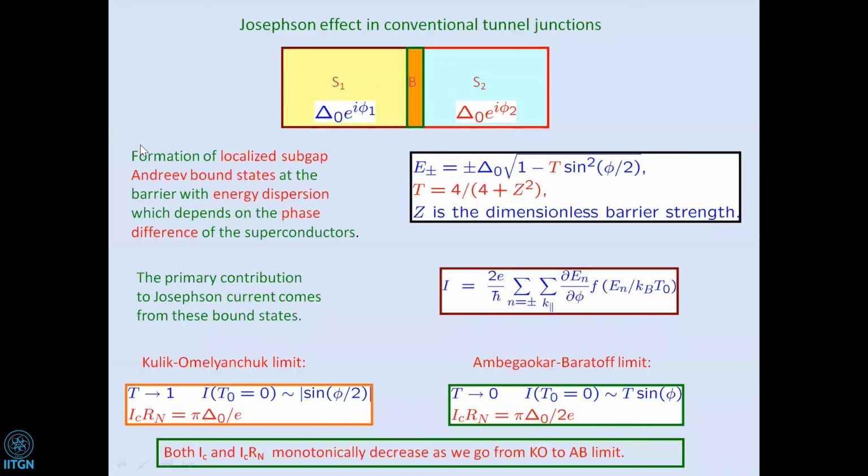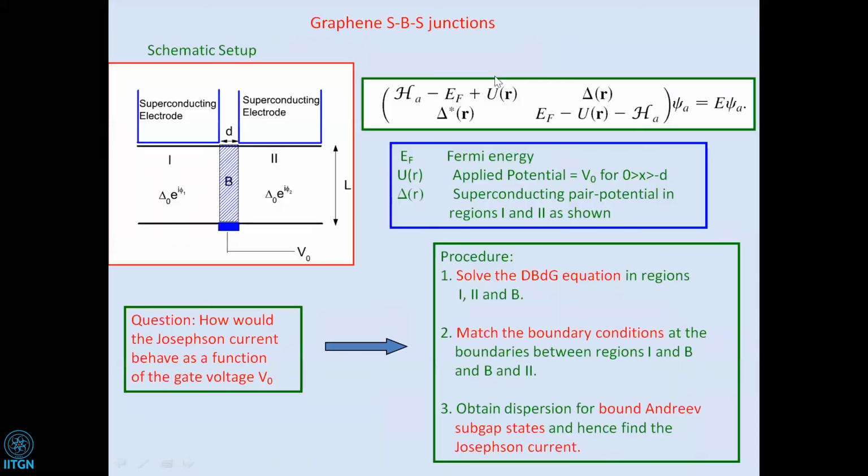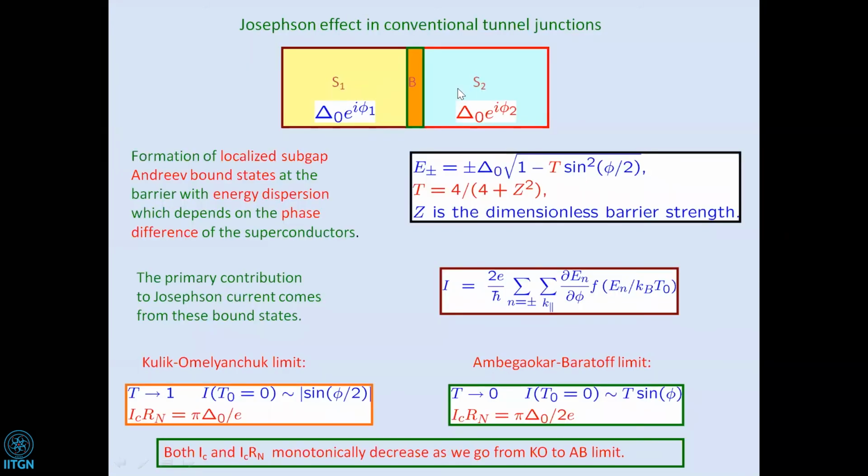So the point is that in this kind of tunnel junction, what we find is that the Josephson current can be understood as due to formation of localized quasi-bound subgap states in the barrier. So what happens is that when you put these two superconductors right next to each other, apart from the standard states that you have in each of the superconductors, in the barrier region you have some additional states which are localized in the barrier. They decay as you go in either within superconductor S2 or within superconductor S1.